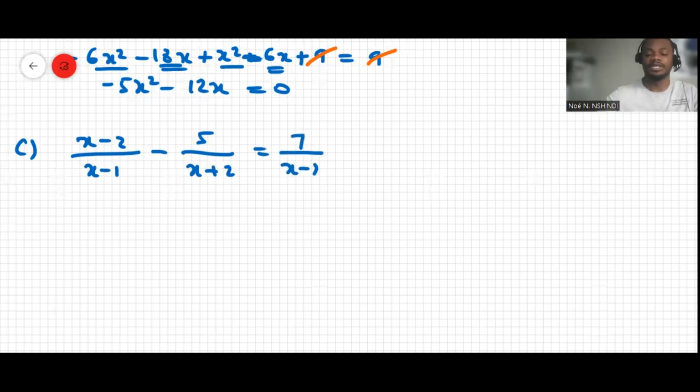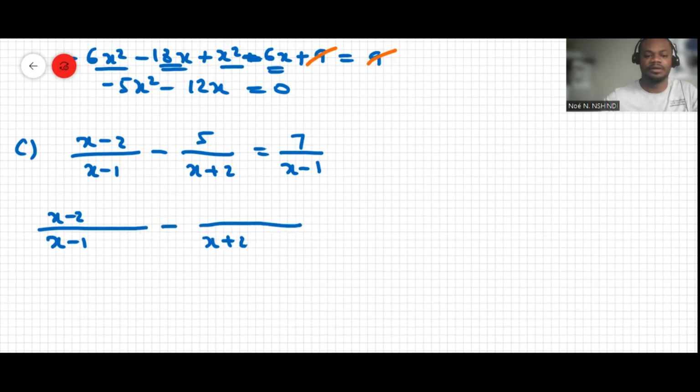Now, to solve this, we need to write a common denominator for all of these fractions, okay? At the denominator here, we have x minus 1. And the numerator is x minus 2, minus x plus 2 under 5, equal to x minus 1 under 7 there.